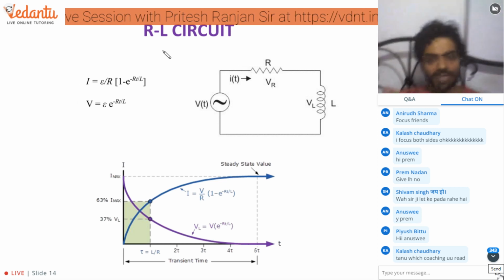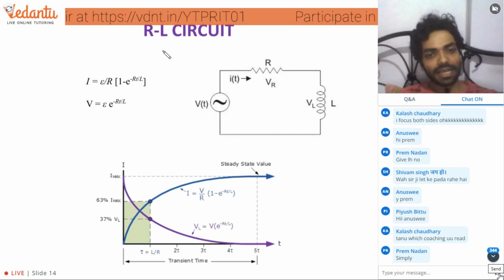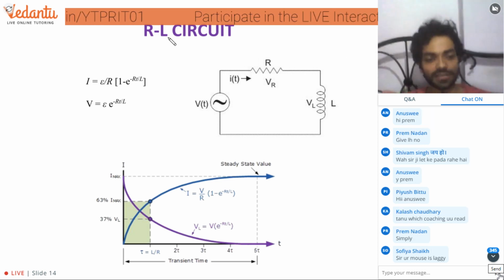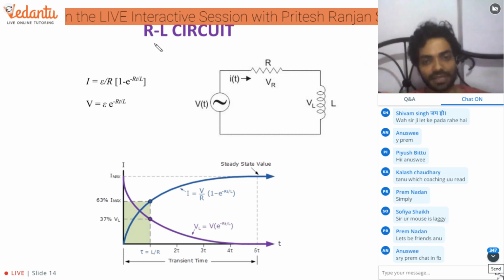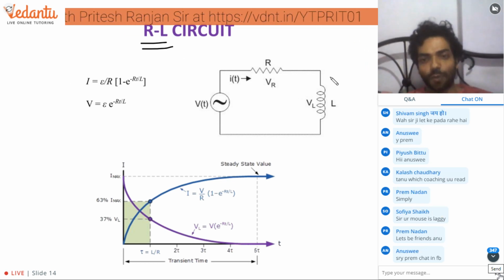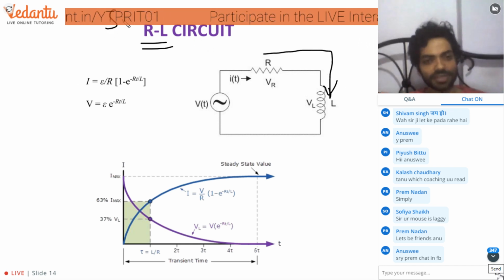Earlier, guys, we were reading about circuits containing only one component: either resistance, inductance, or a capacitor. But here we will be focusing on the circuit where two or more electrical components will be present in series. So this is the series RL circuit.